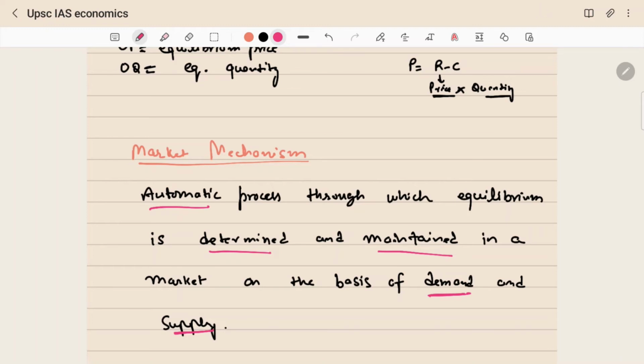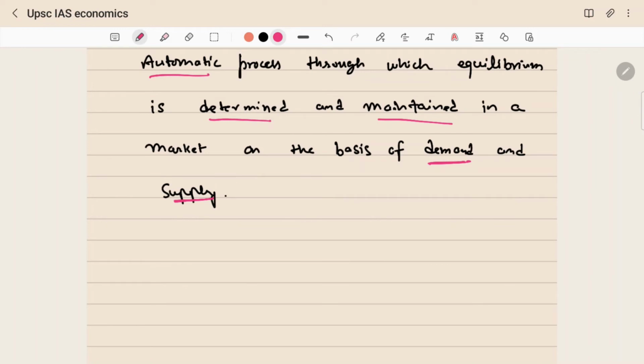There are lakhs of buyers, lakhs of sellers in a market, and there is no negotiation as such between buyers and sellers. So it is an automatic process. No one is determining it. And this process is also known as price mechanism and invisible hand. It is a price mechanism because here prices are getting adjusted. If there is an increase in price, it will again come back to its original equilibrium price. If there is a decrease in price, then again it will come back to the equilibrium price. So the prices are getting adjusted.